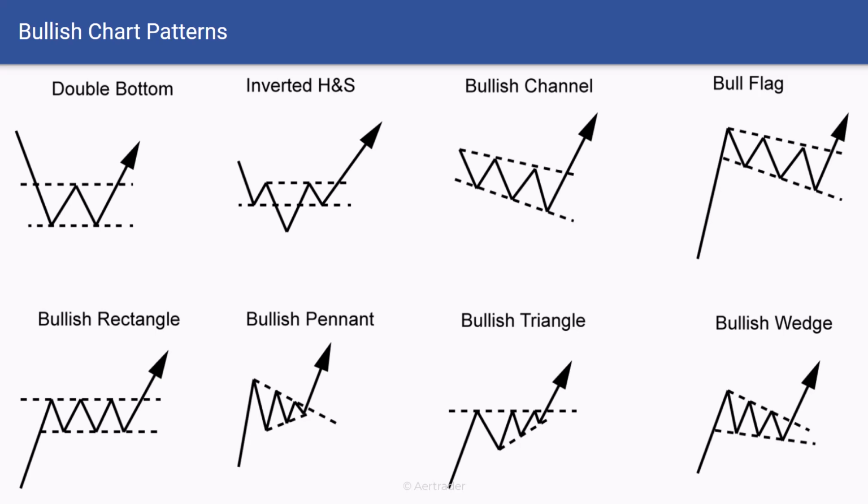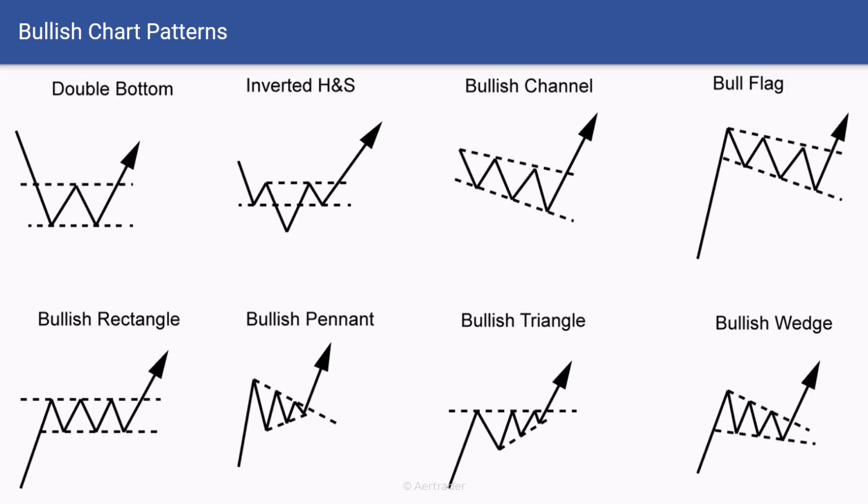Bullish pennant. The bullish pennant pattern is a technical chart pattern that is often seen as a continuation pattern, meaning that it signals a potential continuation of the previous uptrend. It is formed when the price of a financial instrument has a strong upward move, called the flagpole, followed by a brief period of consolidation in the form of a small symmetrical triangle, the pennant.